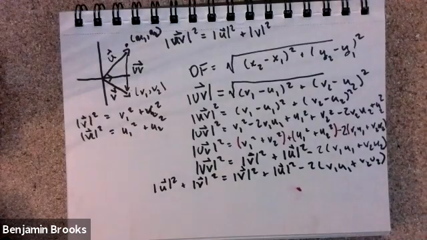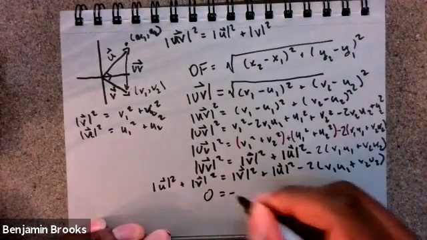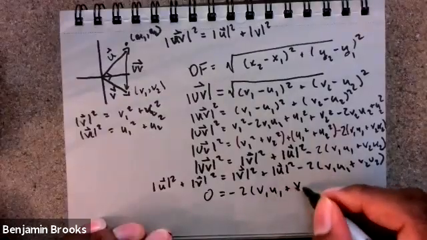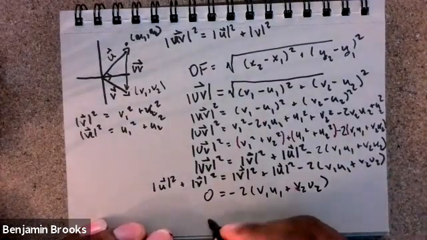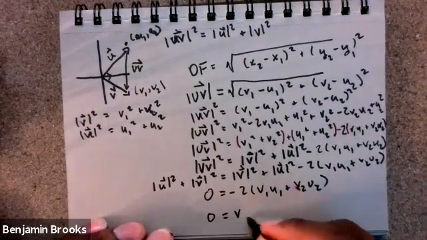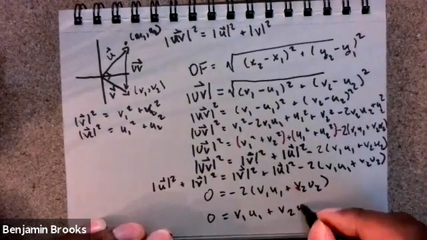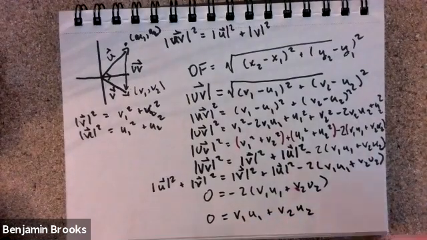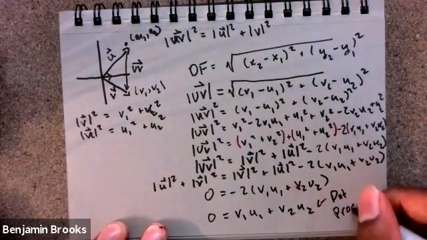But we're not done yet. What if I subtracted the magnitude of u squared and the magnitude of v squared on both sides? Well, that will leave me with 0 equals negative 2 times (v1 u1 plus v2 u2). And therefore, if I divide by negative 2 on both sides, I get 0 equals v1 u1 plus v2 u2. Which, if you remember, this is the dot product.